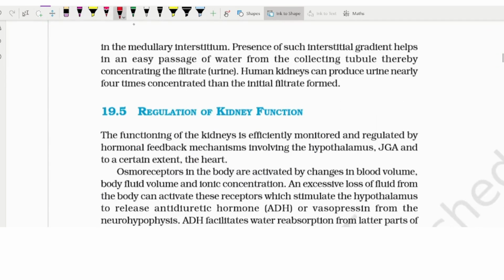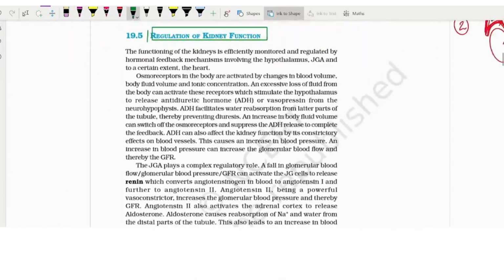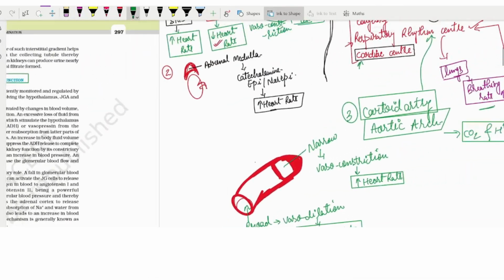Then the third regulation we will see is the kidney function, how it is functioning and how it is regulating. For that we should know a basic term known as the RAS mechanism. What is this RAS mechanism? Let us see the basics, then we will see it with the help of a diagram. The RAS mechanism is actually telling about the renin angiotensin aldosterone system.